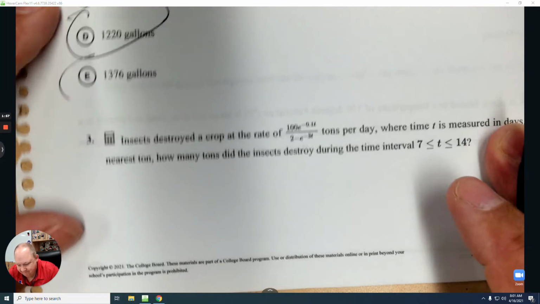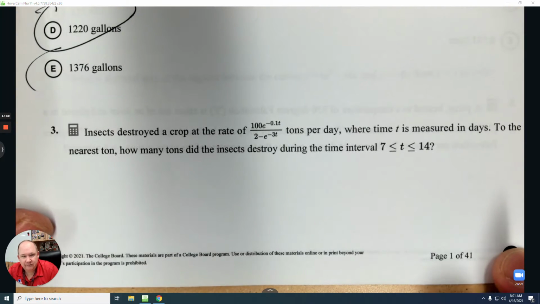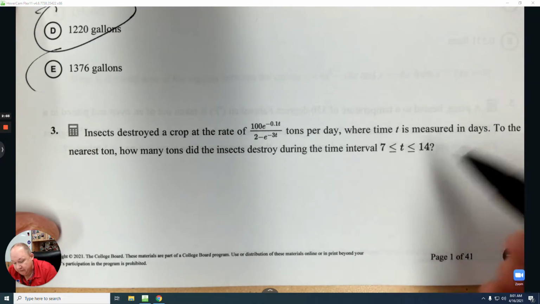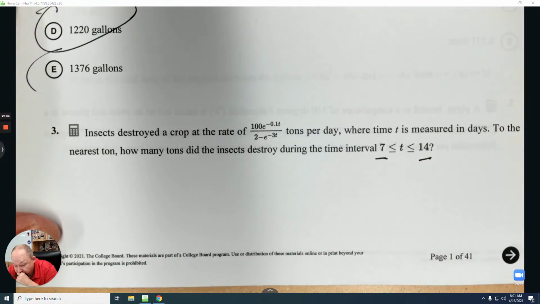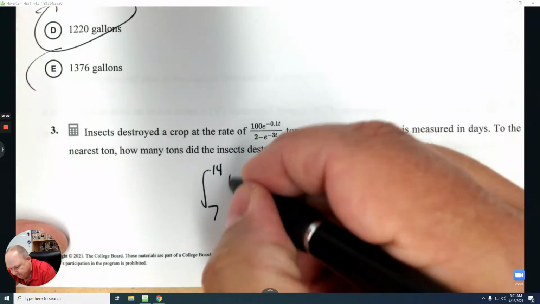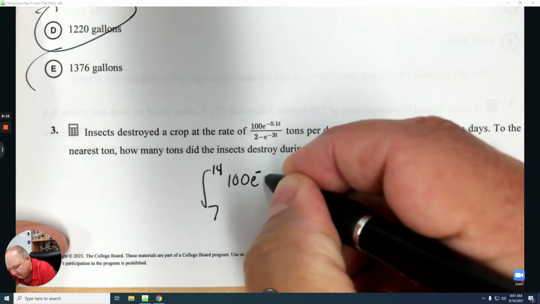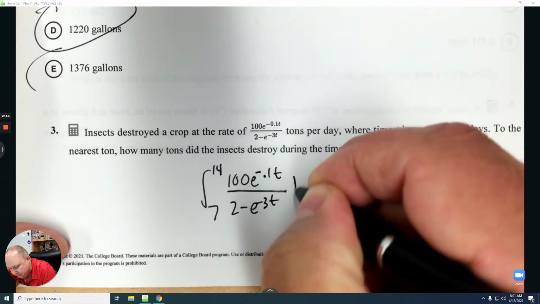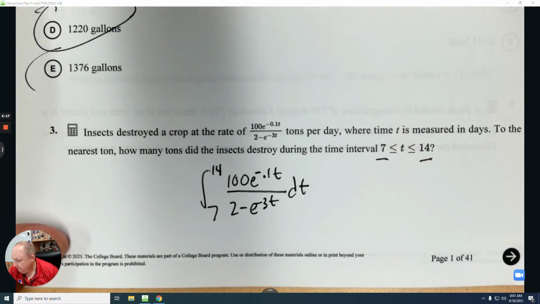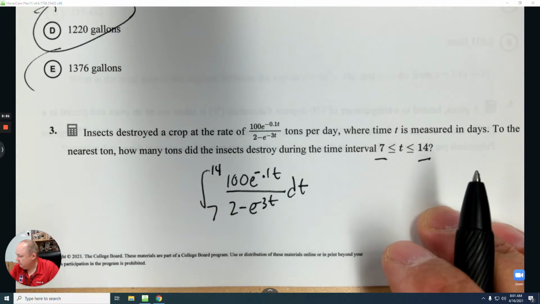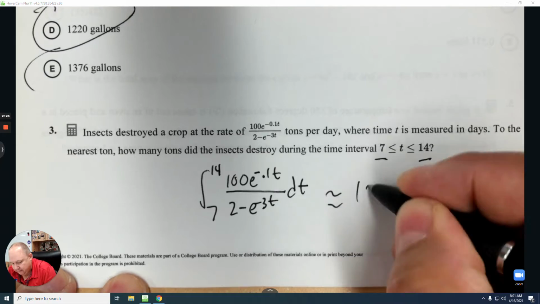Number 3. Insects destroy crop at that rate. So how much crop has been destroyed between 7 and 14? So we're going to integrate from 7 to 14, 100e to the negative 0.1t, subtract e to the negative 3t. And that's it. So put that in your calculator. Press pause, see if you get the same answer as me. So the answer is about 125.